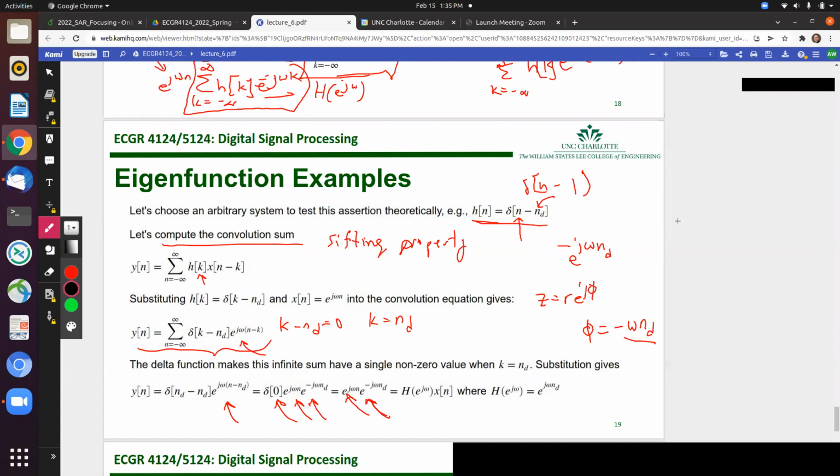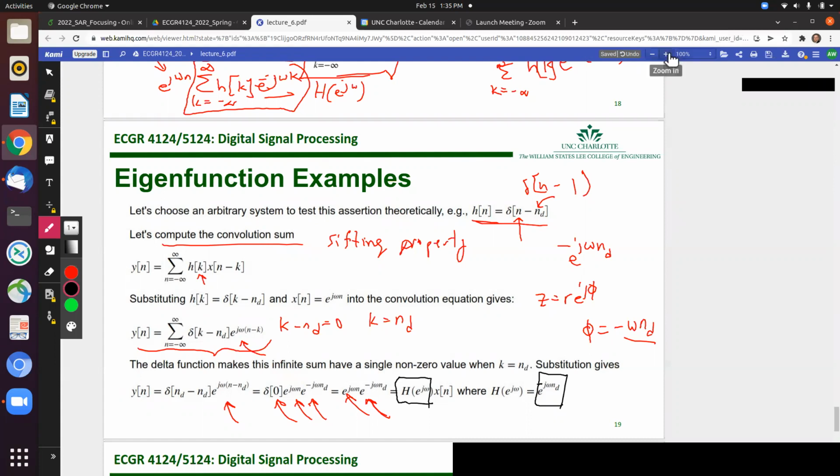Okay, so that complex constant I'm going to call H of e to the j omega, and of course that is its value. In fact, there's a minus sign that needs to be here. That is its value. Any questions on that?